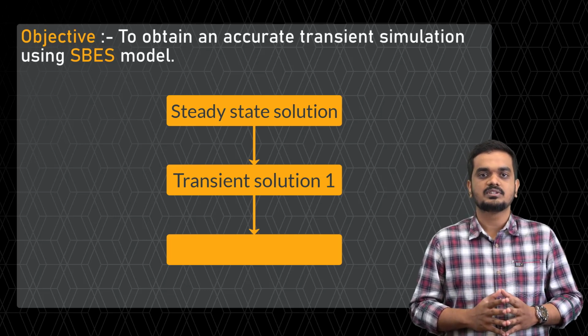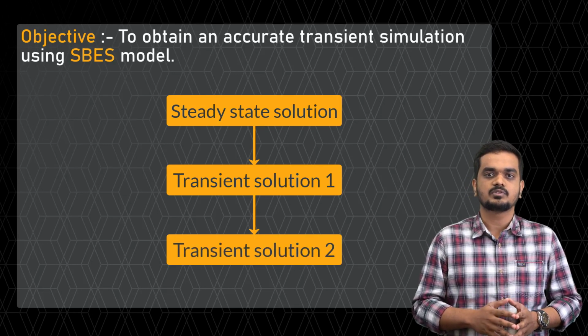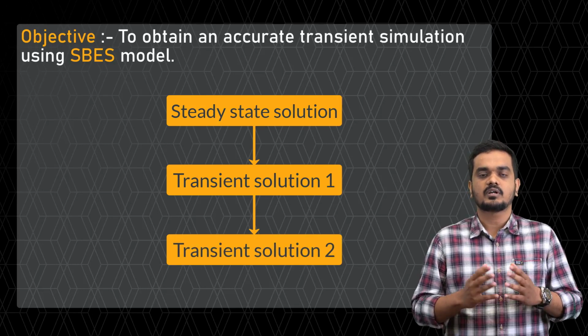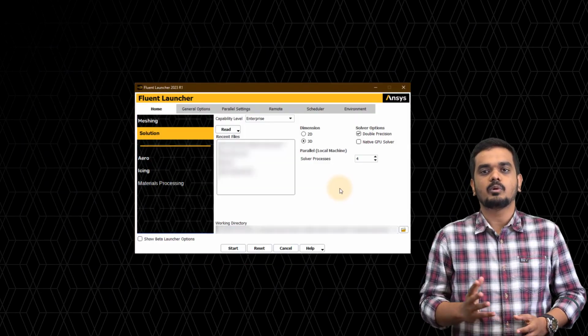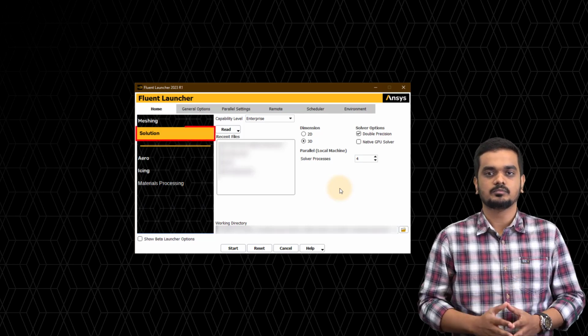Once the simulation reaches a statistically steady state, I will run more time steps to capture files for creating animation. To begin, I will open the 2023 R1 version Fluent launcher and select the solution mode.